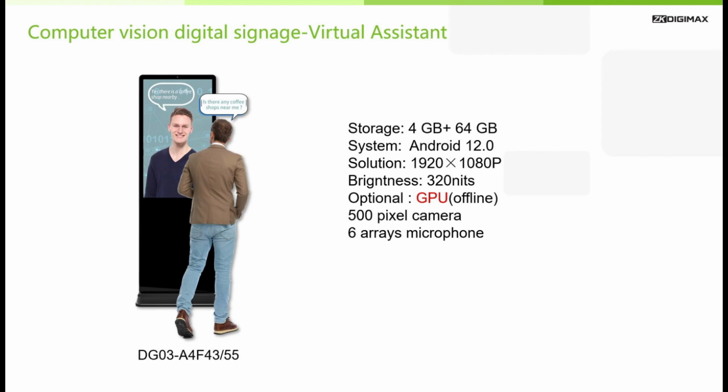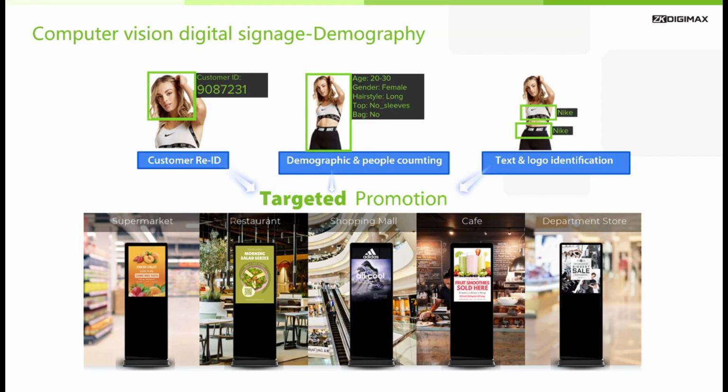For example, if you go to any shopping mall and you have any doubt, we need to check one store. Where is the coffee shop? Where is the cafe? Where is the Nike shop? We can ask these devices a question, and it will give the answer. So this is the scenario.